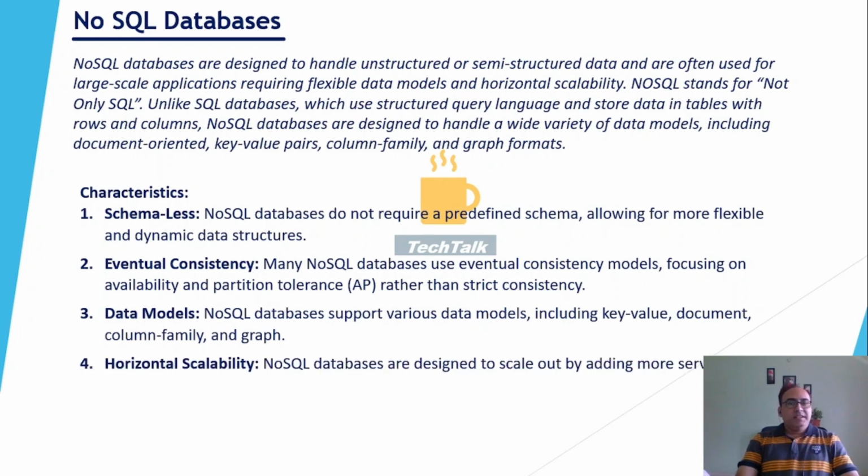Fourth one is horizontal scalability. NoSQL databases are horizontally scalable. We can keep adding different servers and we can keep storing our data. Now here are some examples of NoSQL databases: MongoDB, Redis, Cassandra, Neo4j. All these are quite famous NoSQL databases.